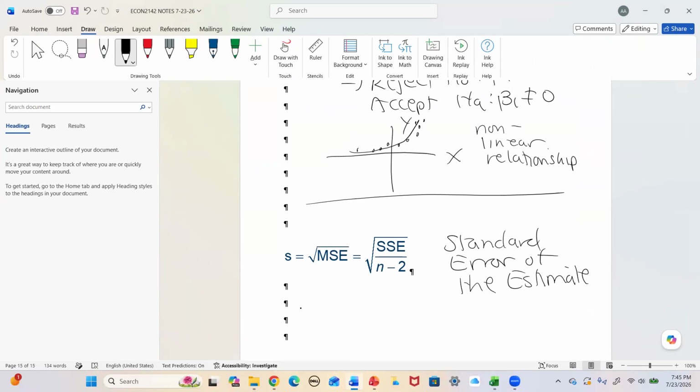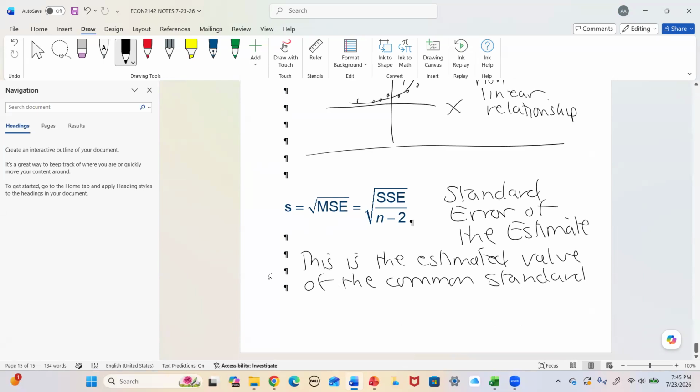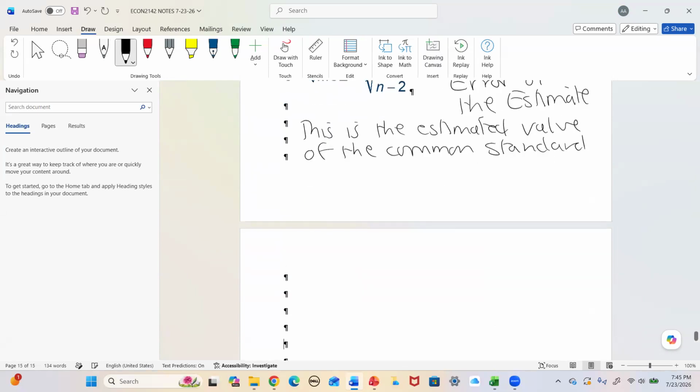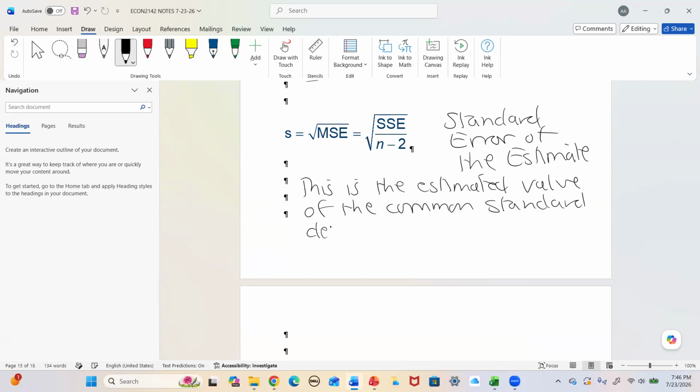Now, what is it for? This is the estimated value of the common standard deviation of all the error terms. Often the standard deviation is written sigma, but S is its estimated value.